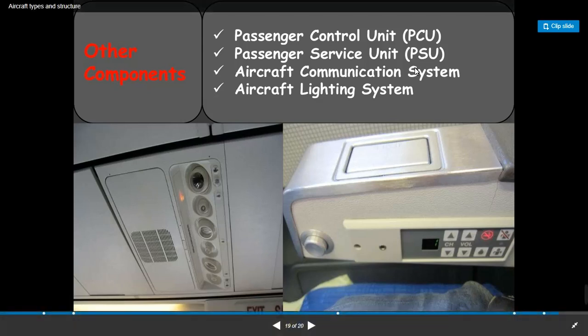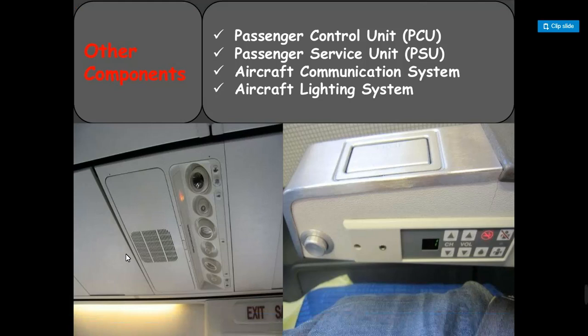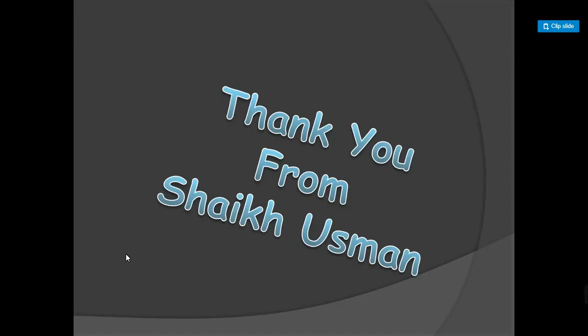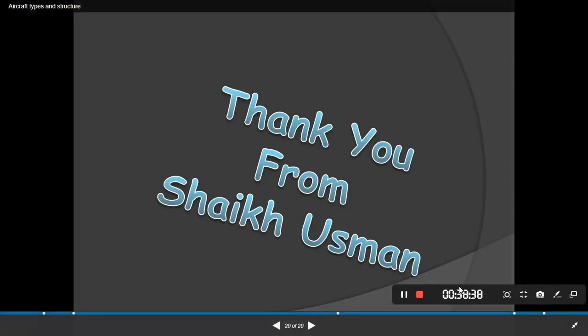Then aircraft communication systems, kana mga speakers, and then aircraft lighting system, of course, kani mga suga-suga sa kilid sa inyong bintana or sa inyong lingkuranan or the pathways and the overhead sa atop sa aeroplano. Those are the other components of the aircraft. Okay, so that is it. And let's move on to our next topic.